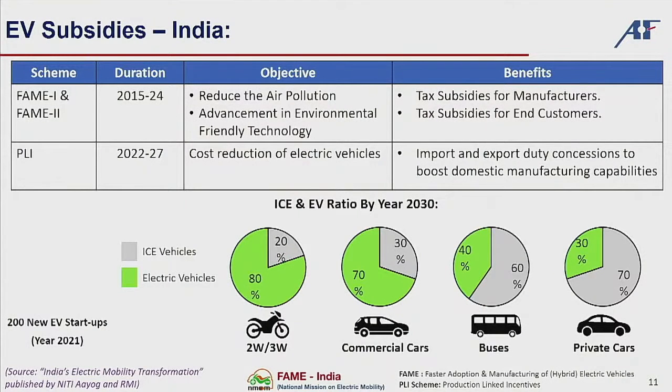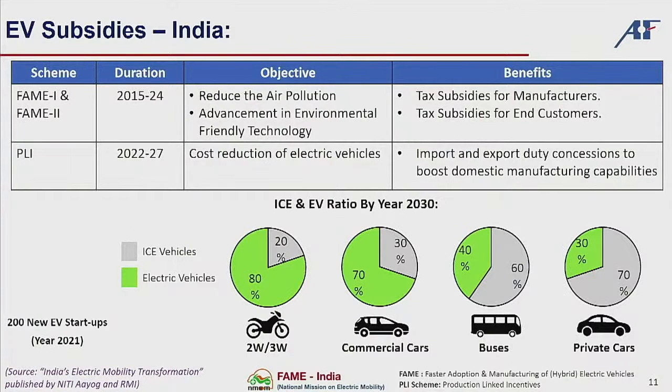This is how India will go. By 2030, 80% of our two-wheelers and three-wheelers will be EV, 70% of commercial vehicles will be EV, 40% of buses will be EV, and 30% of cars will be EV. This is information we took from Niti Aayog, their own records.